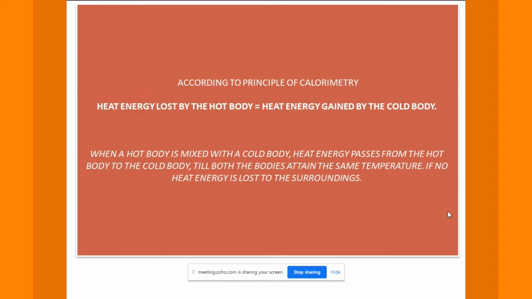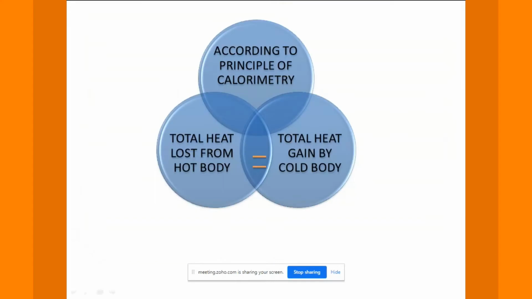to the surrounding. So, keeping it very simple, the principle of calorimetry says that heat energy lost by the hot body is equal to the heat energy gained by the cold body. So the important keyword from that: total heat lost from the hot body equals total heat gained by the cold body.